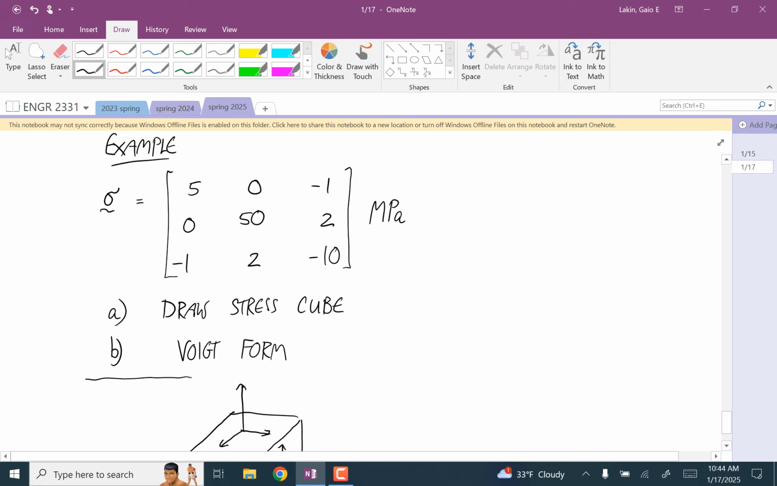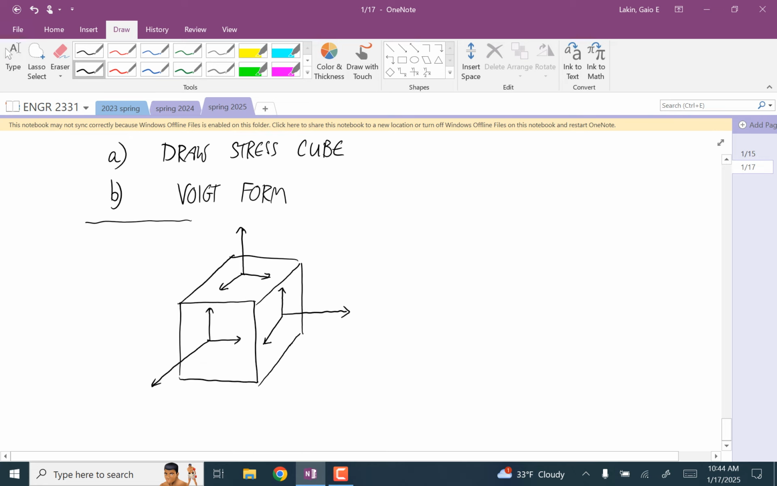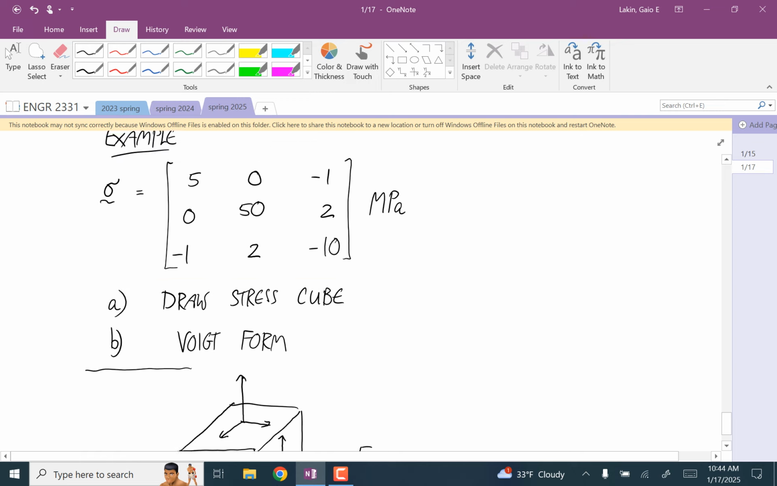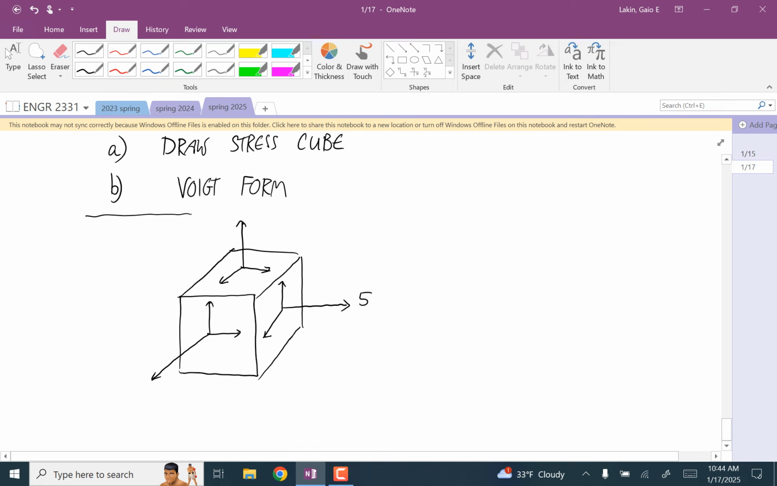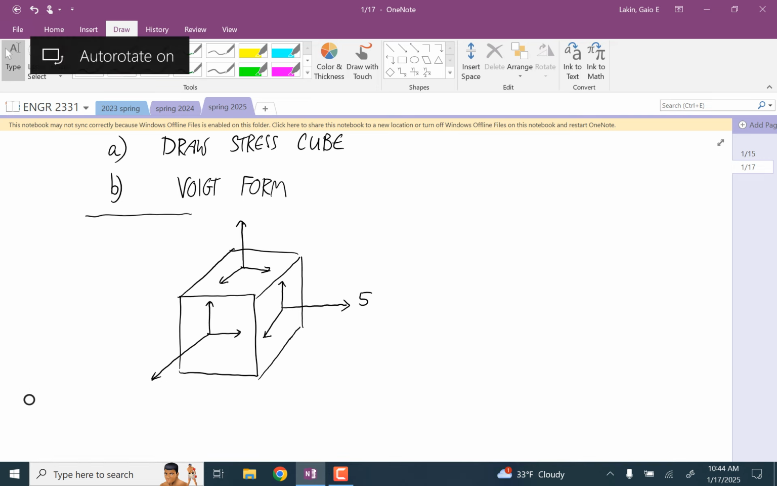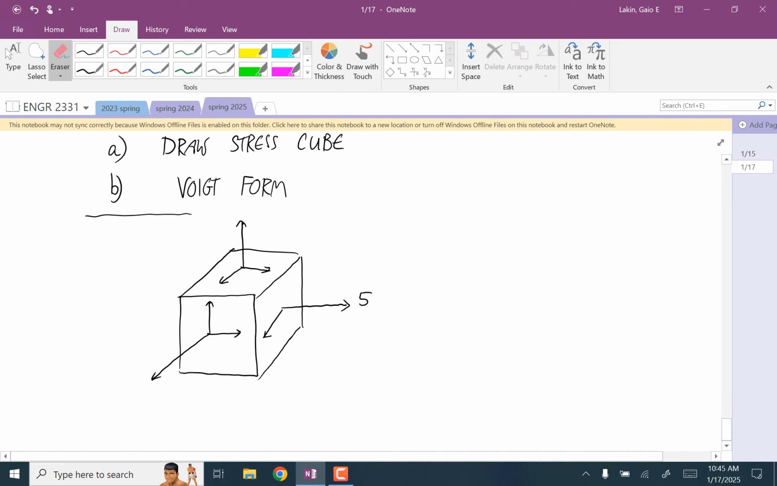Okay, XX is 5. So that goes here. I'm going to just do this in megapascals. XY is 0. And so I'm going to get rid of this one, computer. Okay, this one's 0. I'm just going to erase it. And that means I'm going to erase this one too because it has to be the same. You with me on that?